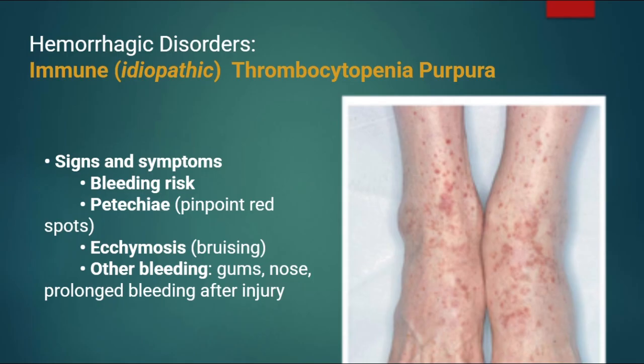We can also see ecchymosis, which are larger bruises. These bruises may appear after very minor trauma or sometimes even spontaneously. Other bleeding manifestations may include nosebleeds, bleeding gums, or prolonged bleeding after injury. As LPNs, you must be alert for these signs and report them promptly, since bleeding can progress quickly and even become life-threatening. Remember, in ITP, the rest of the blood counts are usually normal. The problem is specifically low platelets.